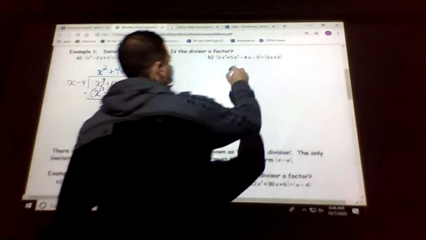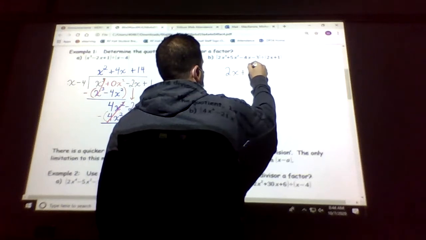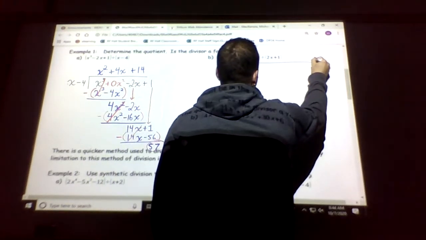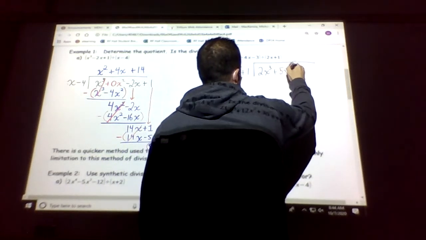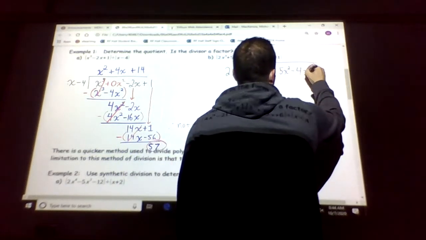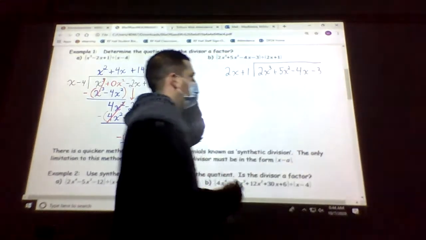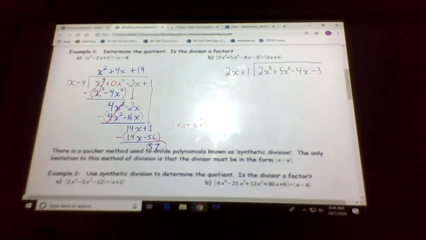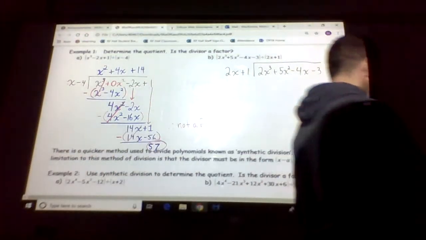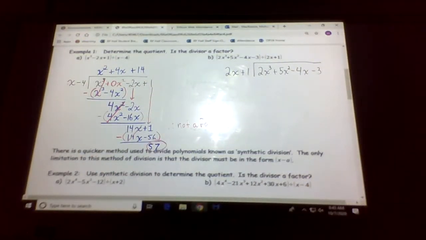Okay, that's the next one. 2x plus 1. Make sure your exponents are in decreasing order, and that they have all of them. So I have 3, 2, 1, 0. I wrote it too high.